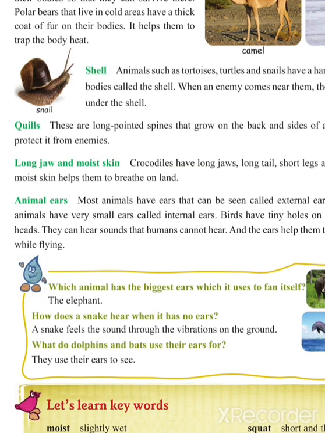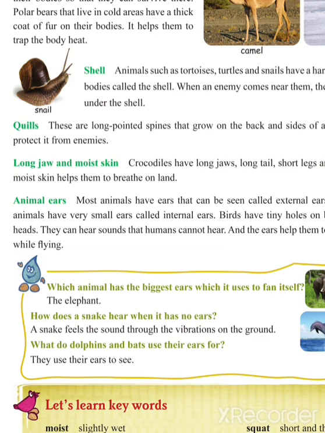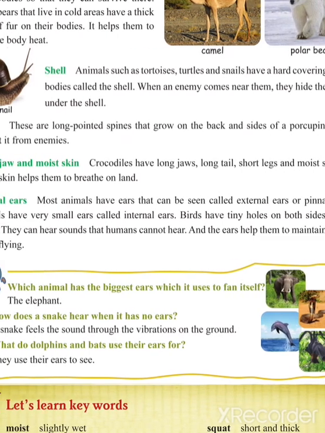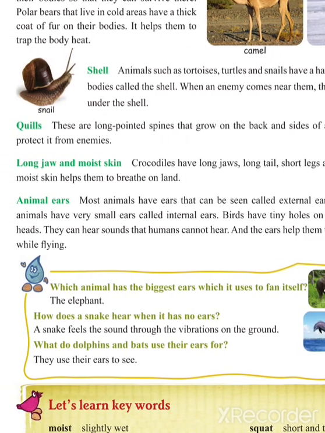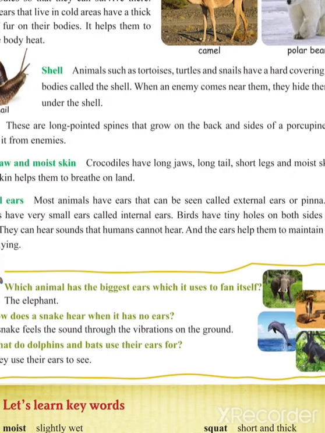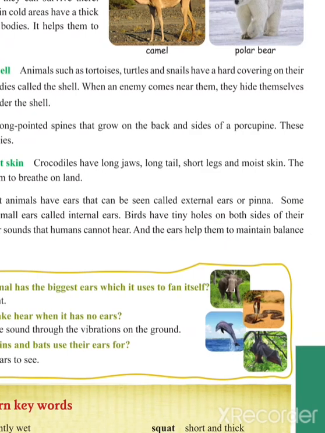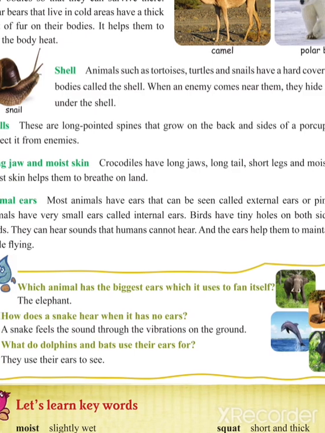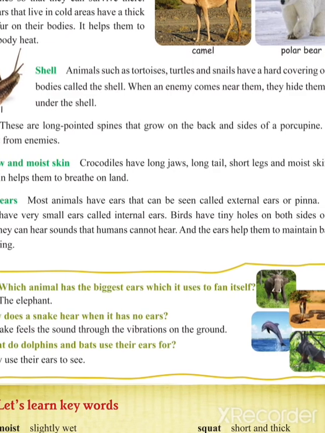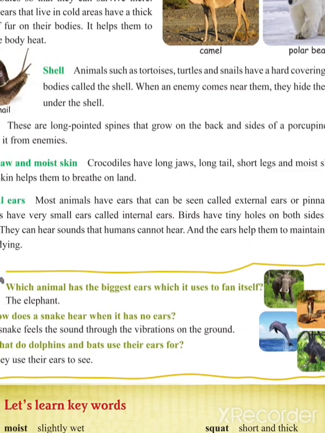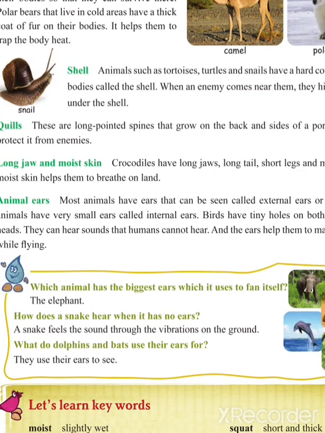Ears. There are two types of ears. One is external ear called as pinnas, and the other is internal ear, which are very small openings into the body. For example, bird have tiny holes on both sides of their head. They can hear sound that humans cannot hear, and ears help them to maintain a balance while flying.